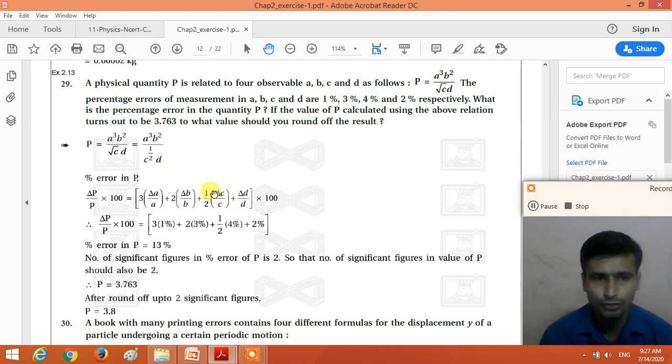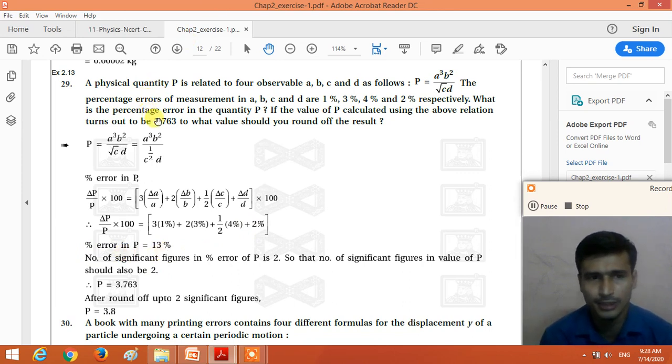Right? So, we get the percentage error in A is 1%. So, 3 into 1% plus 2 into 3% plus 1 by 2 into 4% plus 2%. We get a percentage error in P of 13%. And in the 13%, the number of significant figures is 2.